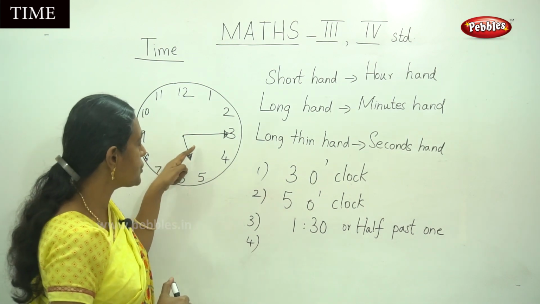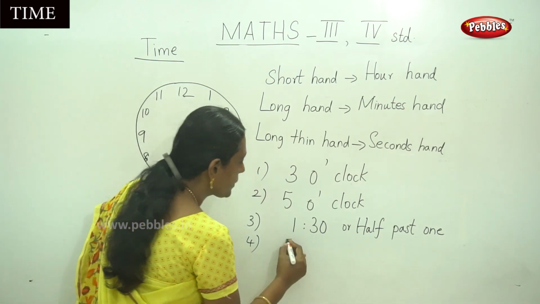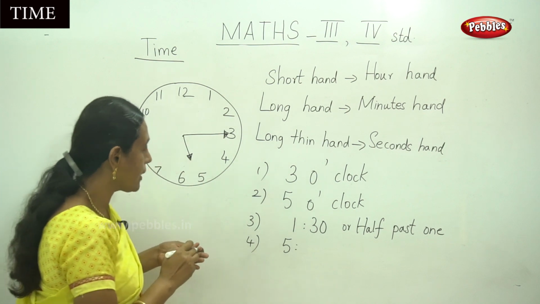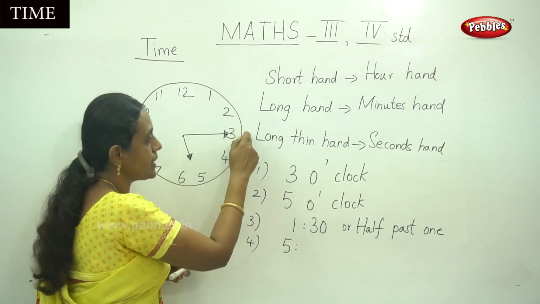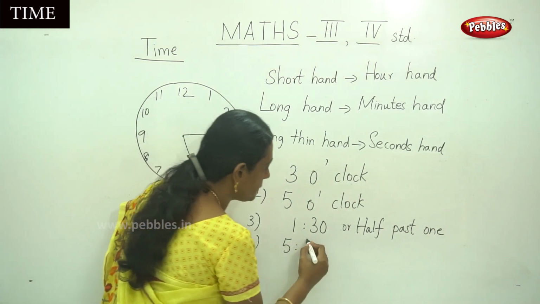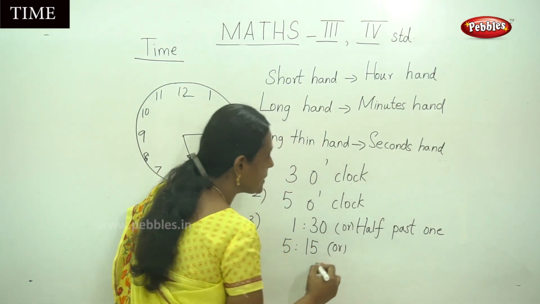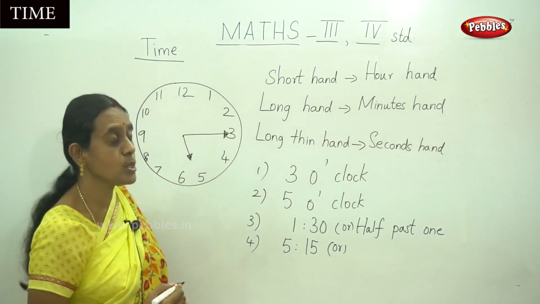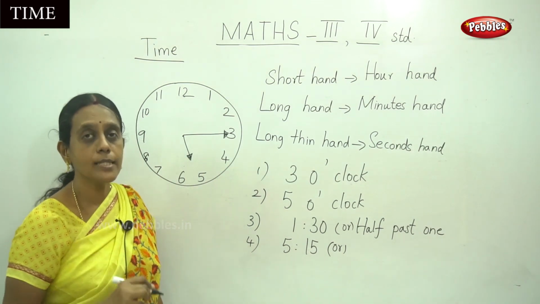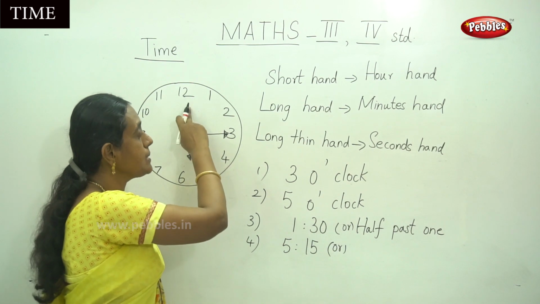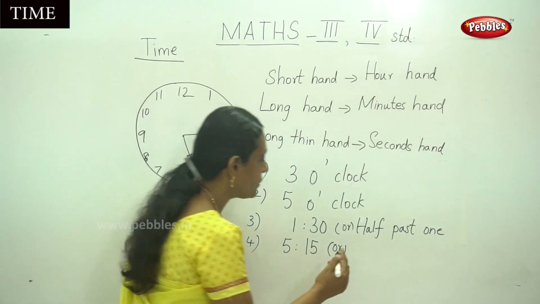It shows between 5 and 6, so write the number 5. And by calculating the minutes hand using the 5 table, that is 5, 10, 15, so 5:15. This time is 5:15, that is 5 o'clock plus 15 minutes, 5:15.